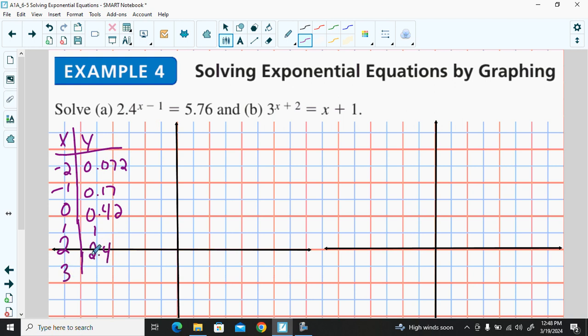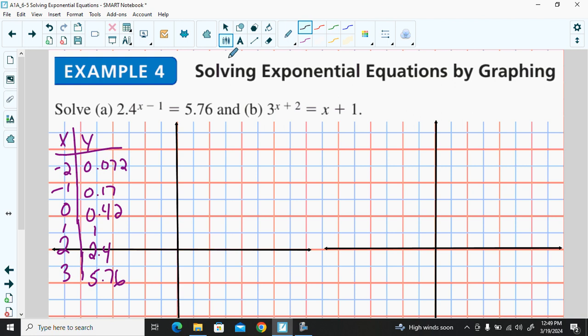And let's do one more. That's going to be 3 minus 1, which is 2. 2.4 squared is 5.76. All right, so I think we see our intersection point there, but let's pretend we don't.